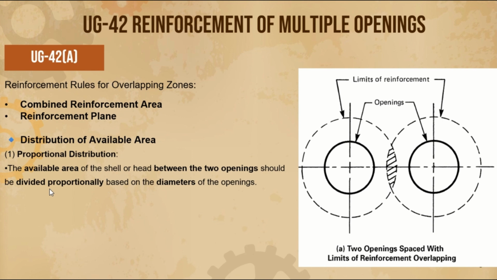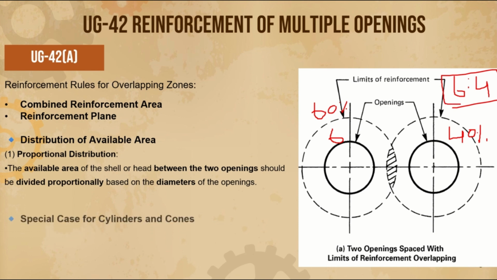Whatever the available area of the shell or head between two openings should be divided proportionally based on the diameter of the openings. For example, if this opening ID is 6 inches and this opening ID is 4 inches, whatever the total available reinforcement area is must be split into their diameter ratios, that is 6 to 10. According to this ratio we need to divide the total available reinforcement area. So we provide 60% of the reinforcement area to this opening and 40% to this opening, according to their diameter ratio. So I hope you got the point.